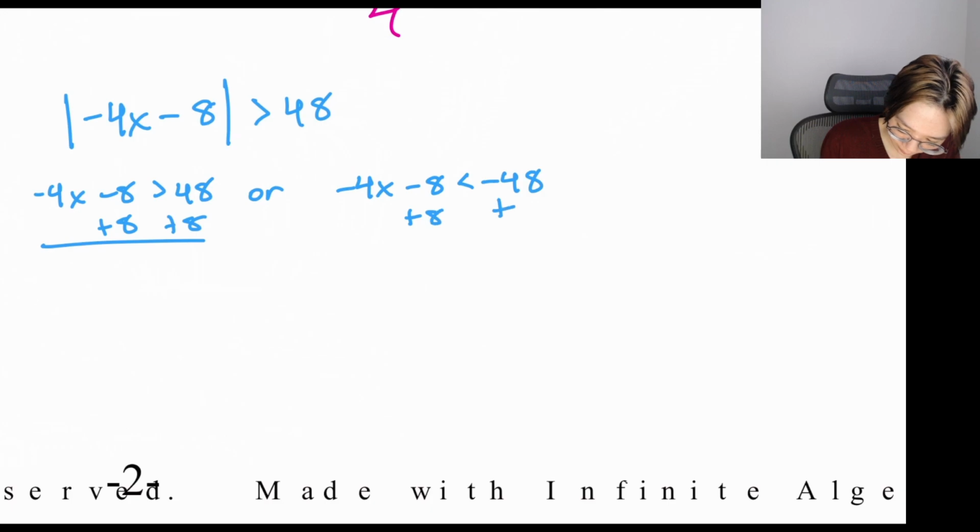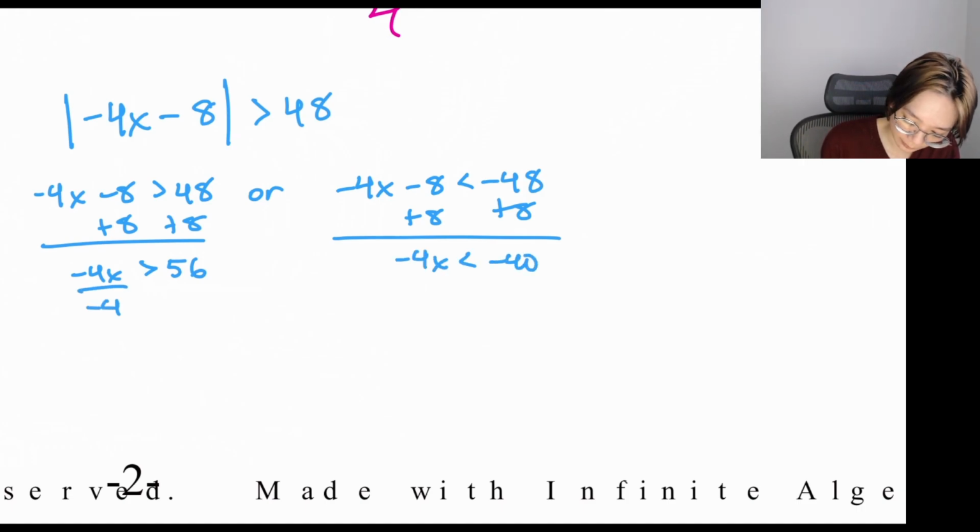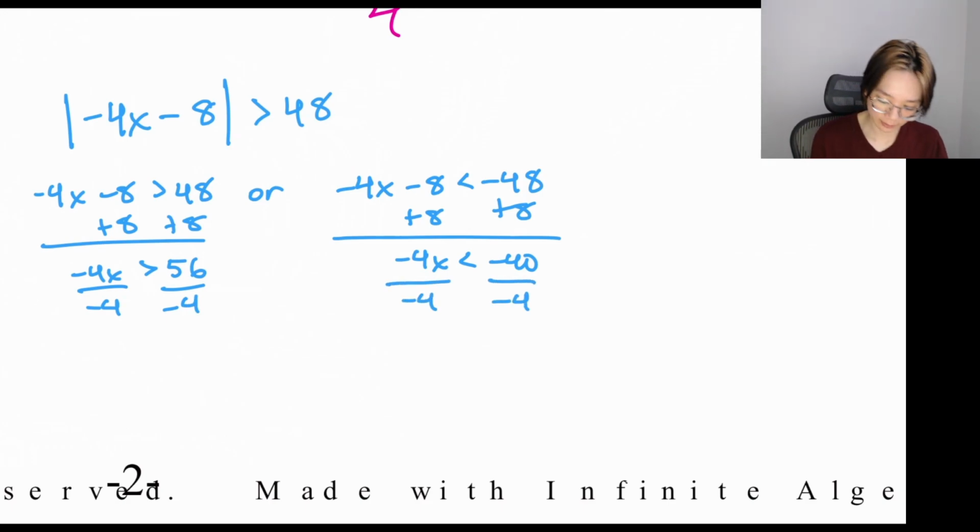Negative 4x is greater than 56. Negative 4x is less than negative 40. Divide by negative 4. Because we are dividing by a negative, the sign flips. Sign flips. Sign flips. x.